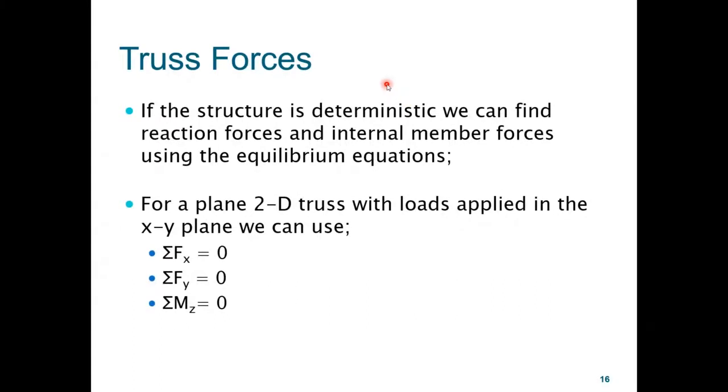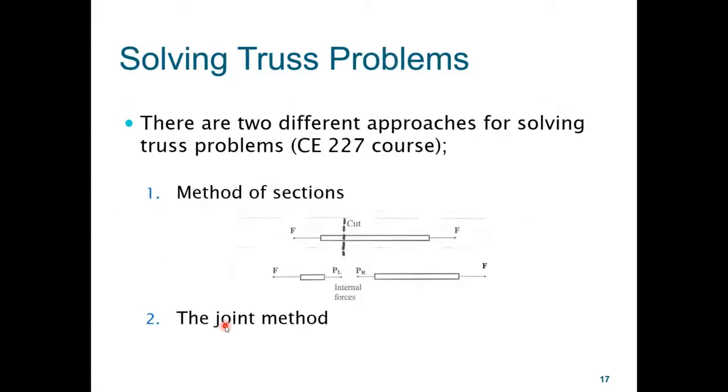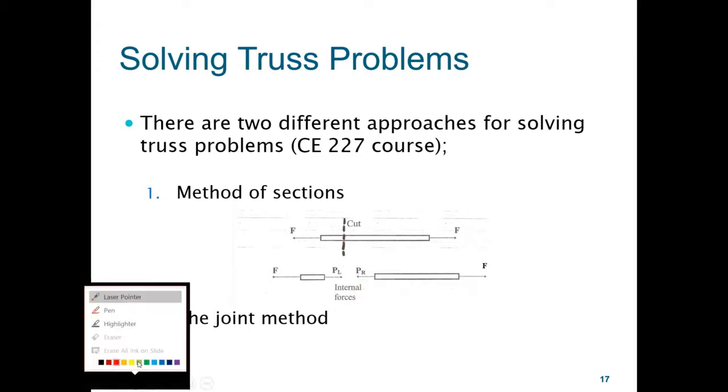If the structure is determinate, we can find reaction forces and we can find the internal member forces using the equilibrium equations. Okay, so for a 2D truss with loads applied in the XY plane, we can use the sum of the horizontal forces equal to zero, the sum of the vertical forces equal to zero, and the sum of the moments equal to zero. The two ways of doing a truss problem, as you would have covered in CE227, are the method of sections and the joint method. The method of sections would be that you cut through the members of that truss, then you have an internal force in there.